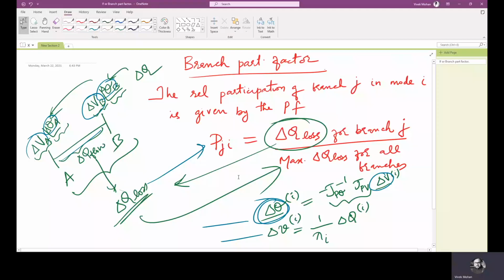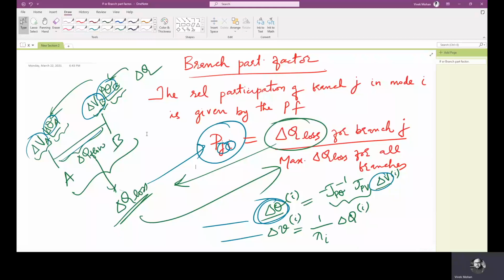So what it means is the relative participation of branch J in mode I is given by this participation factor. Branch participation factors indicate for each mode which branches consume the most reactive power in response to an incremental change in reactive load. So branches with high participations are either weak links or are heavily loaded. That means the branch itself is weak.